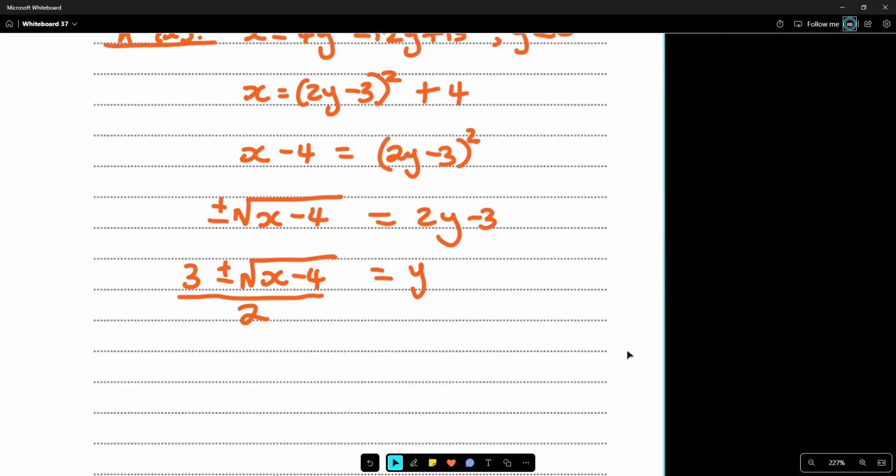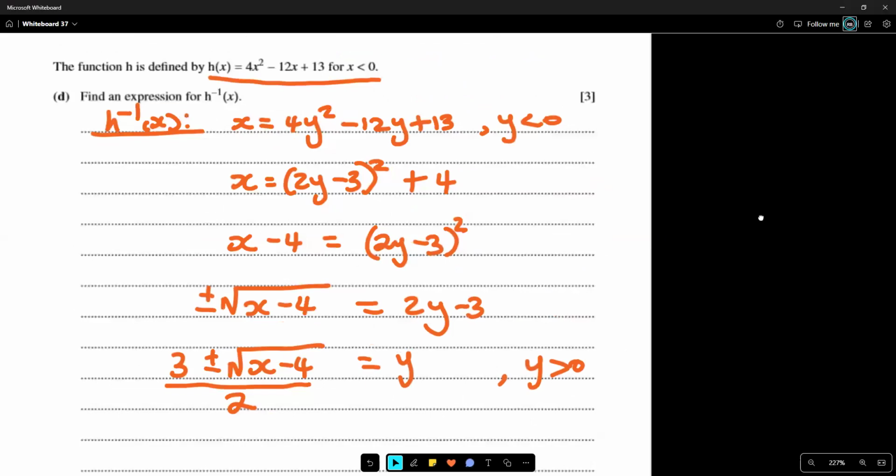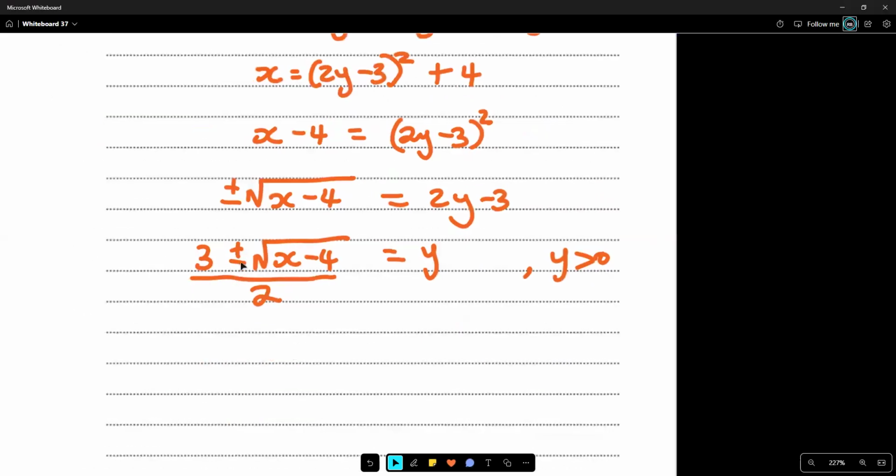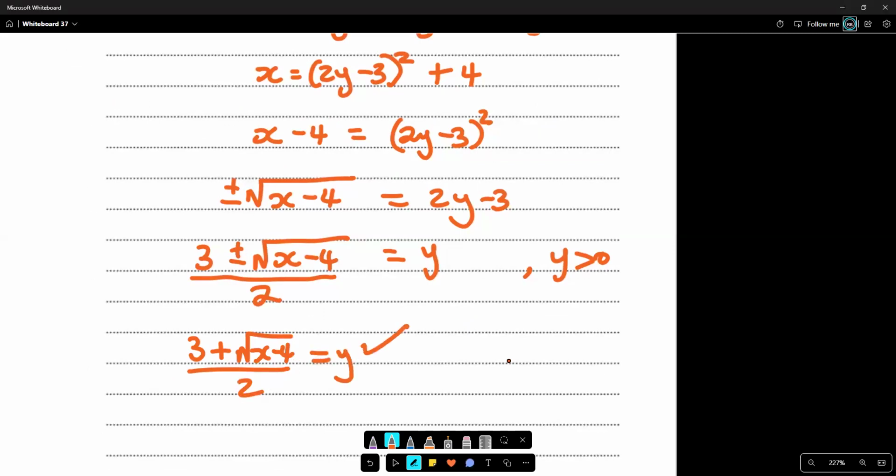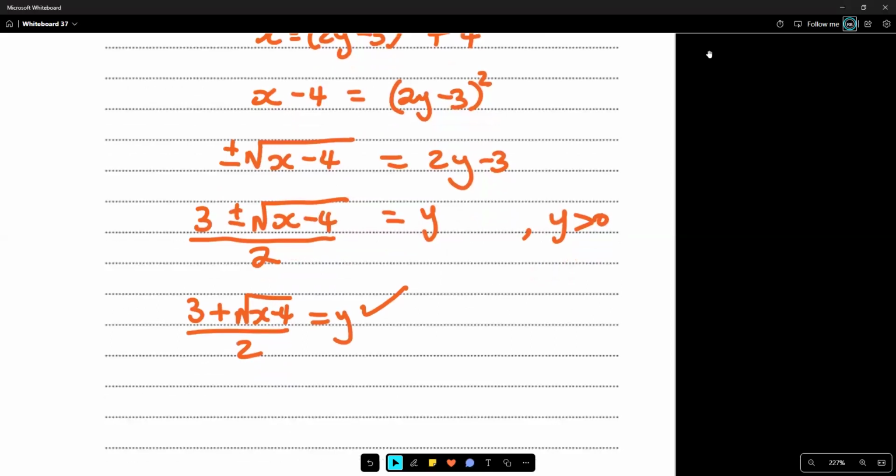And then we need the y. Remember, y is greater than 0, right? y can only be positive. So the negative part must go away here. So we're going to have 3 plus the square root of x minus 4, all over 2, equals y. And that's finito. We can now go to the next question. Let me just erase this to create space.